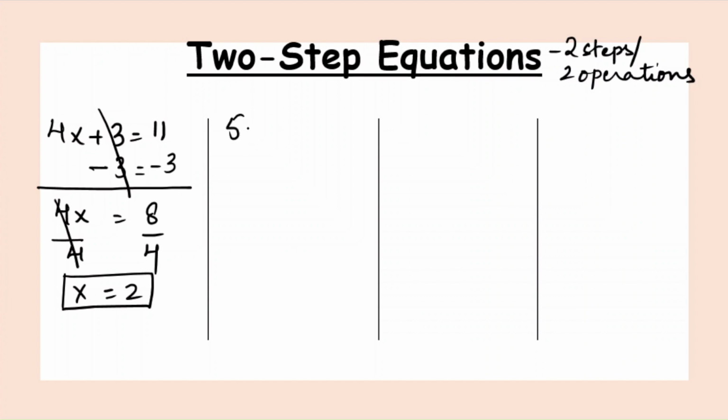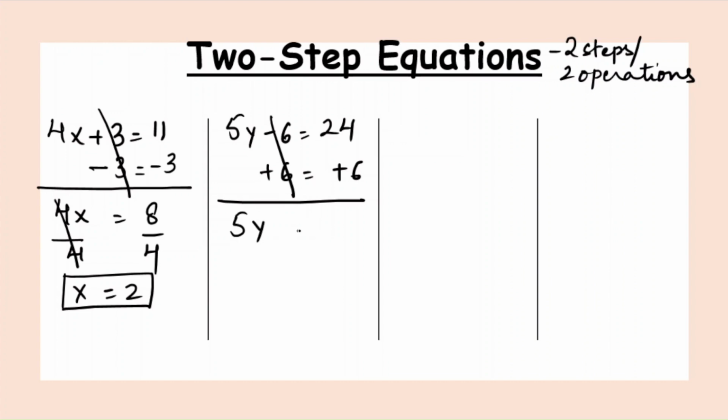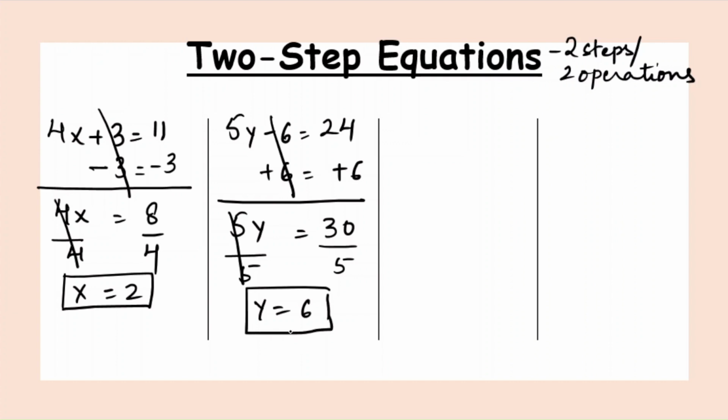Let's take one more. 5y minus 6 is 24. So I want to find the value of y. So let's eliminate this 5 and 6, and first we will do this minus 6. Opposite of minus 6 is plus 6. So plus 6 on both the sides. 0. 5y on the left side is left, equals 24 plus 6, 30. And now divide by 5 on both the sides, because 5 divided by 5 is 1. 1y equals 6. And that's the value of y.